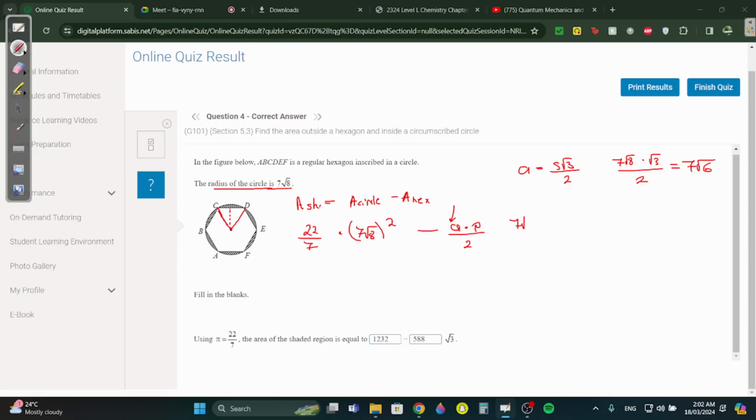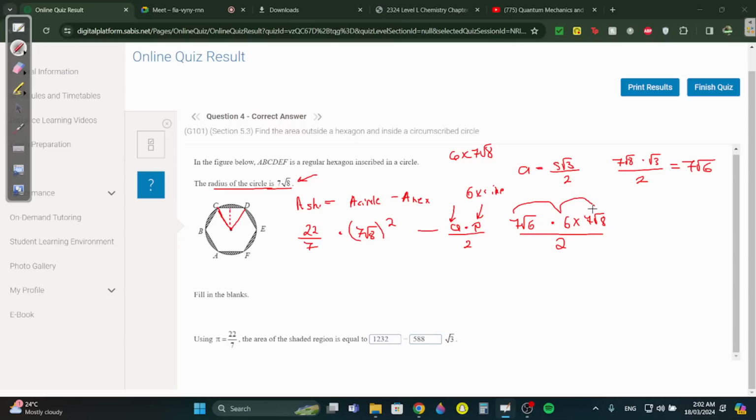For your apothem, 7 radical 6 times the perimeter. The perimeter is 6 times the side, right? For a hexagon. We know the side is 7 radical 8. So it's going to be 6 times 7 radical 8 over 2. Okay, if you put this in a calculator, you're going to get a decimal. My advice is multiply first the numbers.